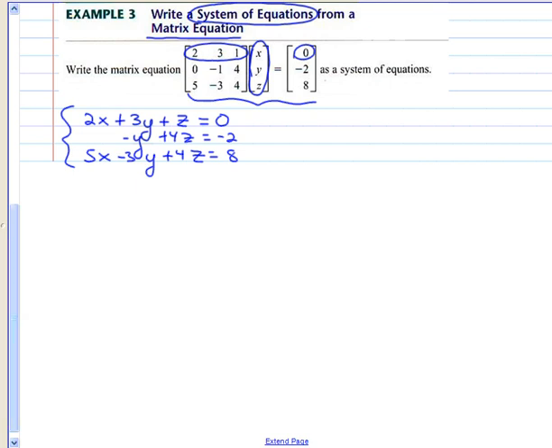So we have now learned 2 ways we can write systems of equations. We can write them as a matrix equation, or we can write them as an augmented matrix. That's the one big one. That's all I'm talking about today.